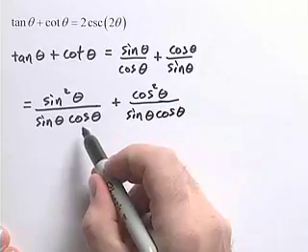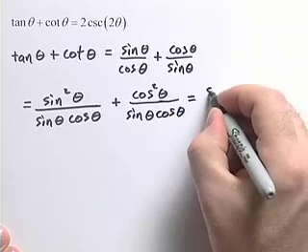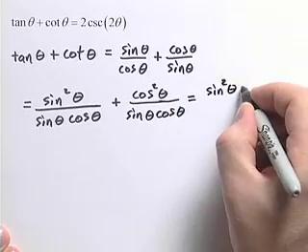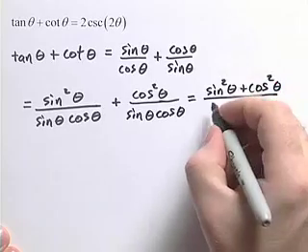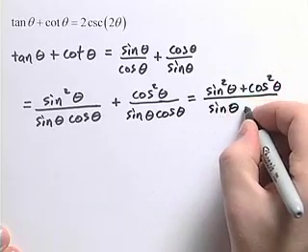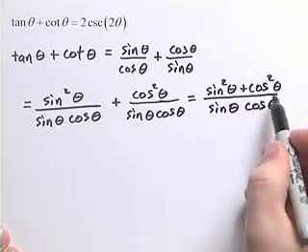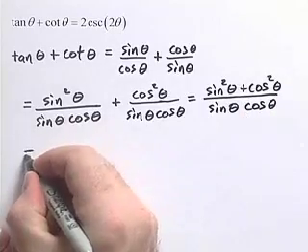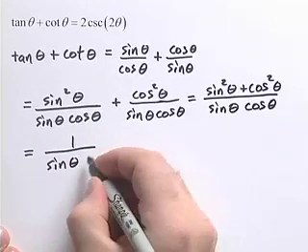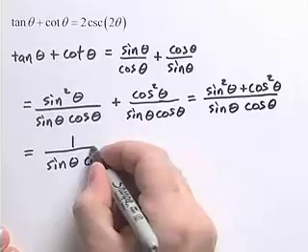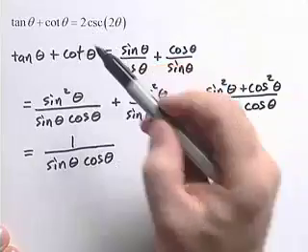Since we have our common denominator, we can combine these two fractions. That will give us sine squared theta plus cosine squared theta over sine theta cosine theta. Recall that sine squared theta plus cosine squared theta is 1. So this is 1 over sine theta cosine theta. See that our right-hand side has a factor of 2 in there.